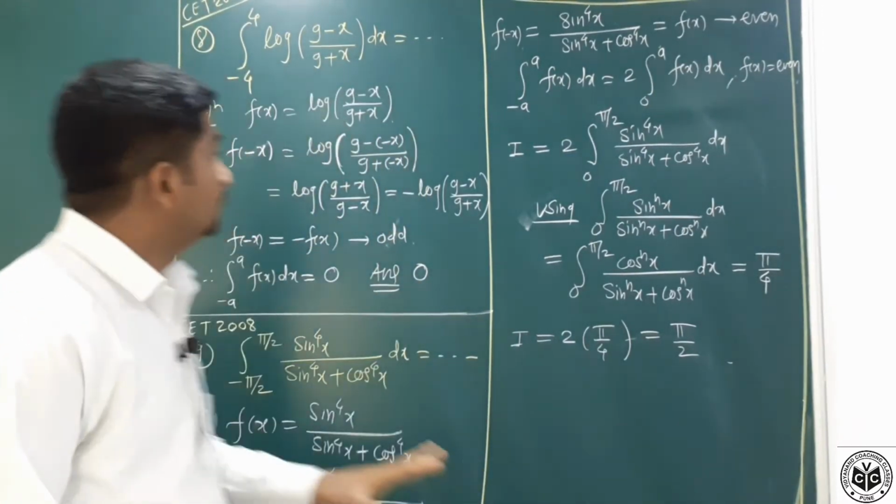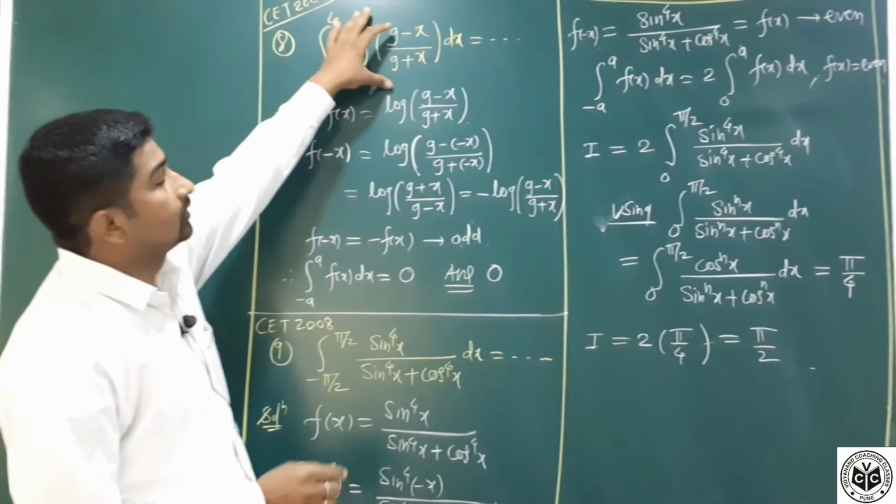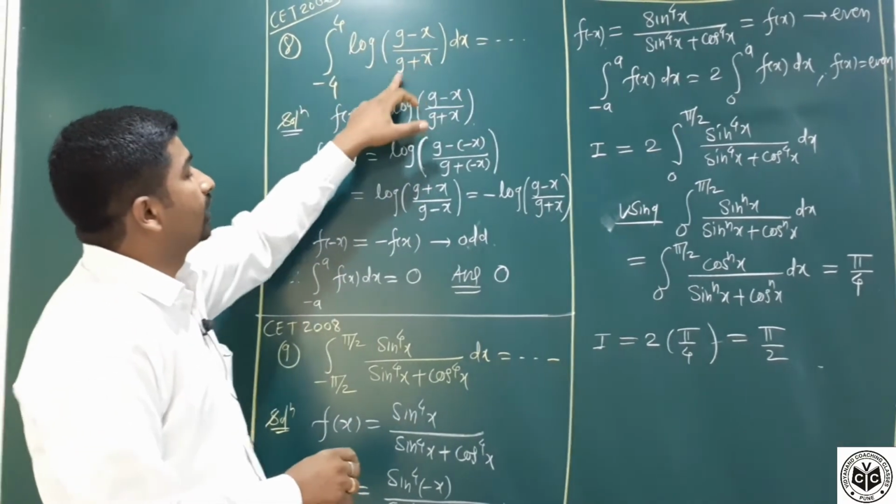Next example from definite integral. This is minus 4 to 4. This we have this log 9 minus x upon 9 plus x.